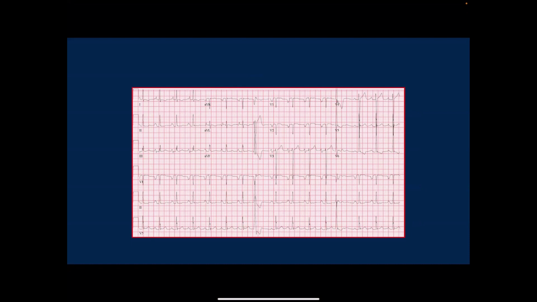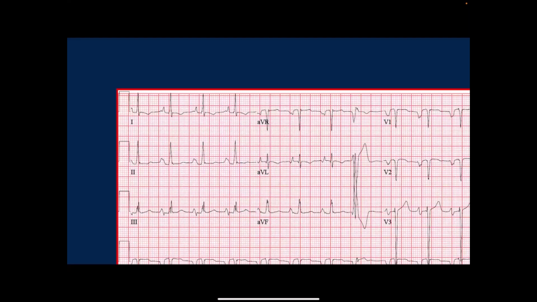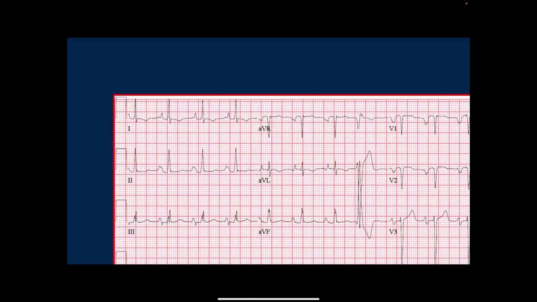Left ventricle. Yes, what else? And right atrium. No, left atrium.